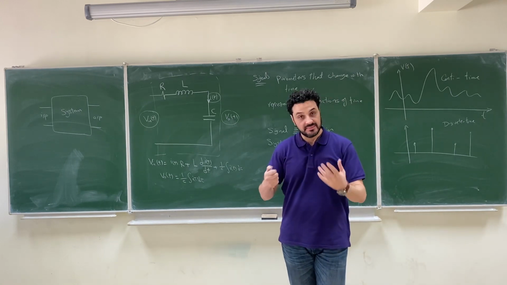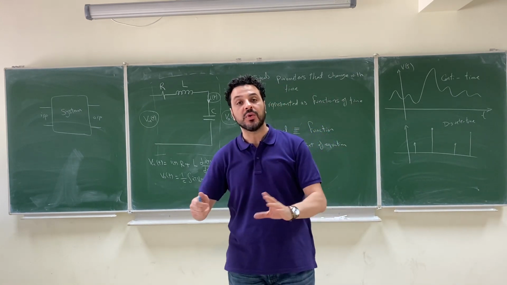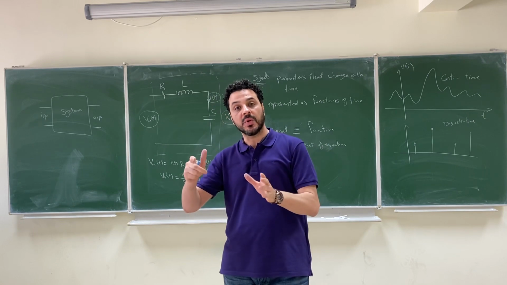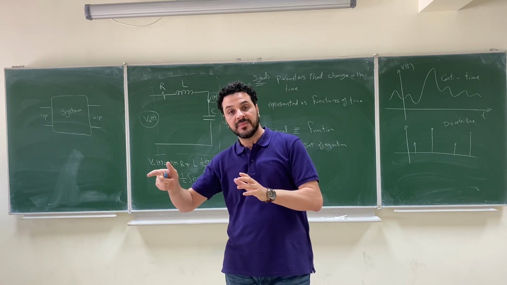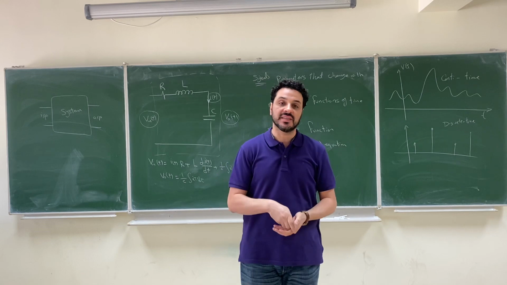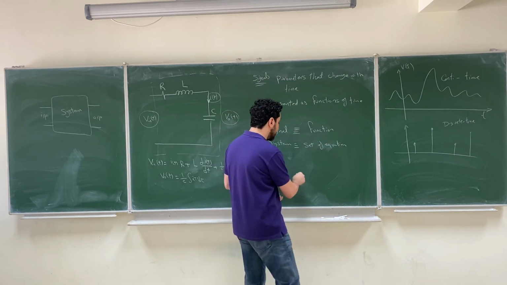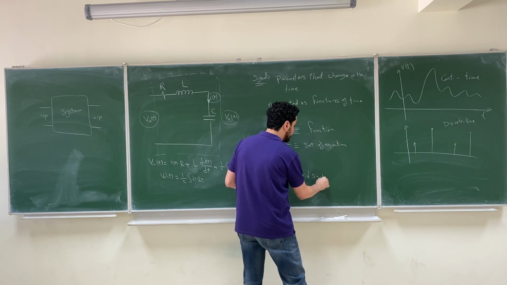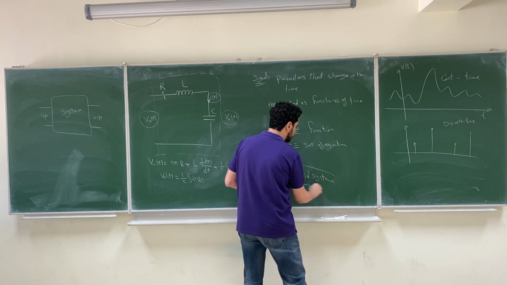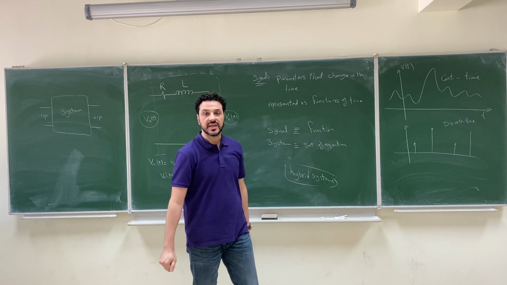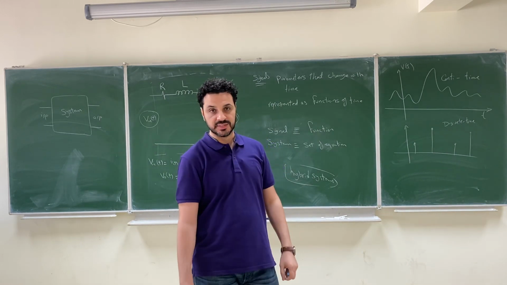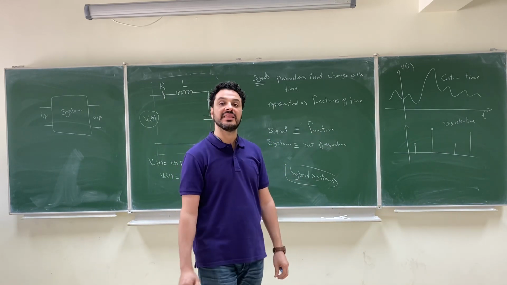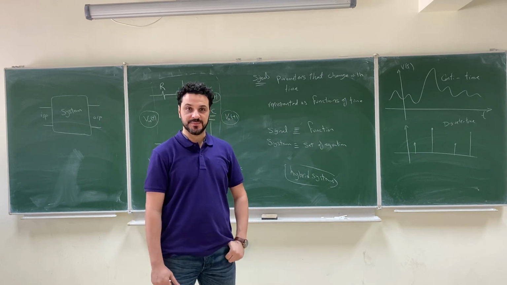Like in real life, some systems contain both discrete time signals and continuous time signals. These systems are called hybrid systems, and again, we will not focus on these types of systems in our course. And that's it for the definition of signals and systems.